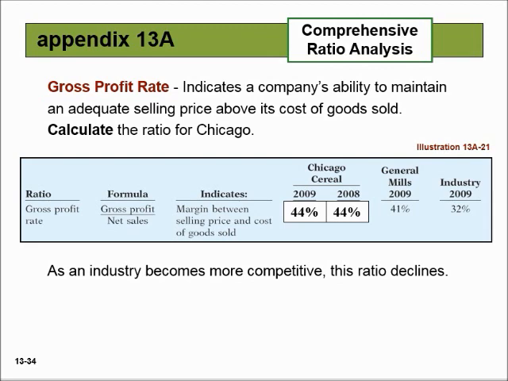Alright, then we have our gross profit rate. This tells us how much money we keep in our pocket as gross profit after we pay our cost of goods sold. So it's our gross profit divided by our net sales. The gross profit that we keep after cost of goods sold divided by net sales. And we have a gross profit rate of 44% both in 08 and 09. The industry is lower, as is General Mills, which means we don't pay as much for our cost of goods sold as the industry does and General Mills does. It means we're being a little more competitive that way. We're being a little more efficient.